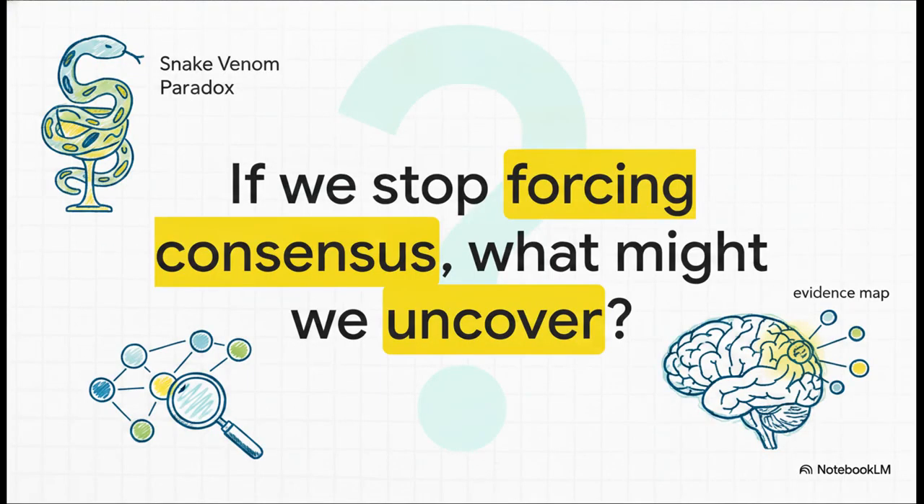Which leaves us with a truly profound question to ponder as we wrap up. As we saw with the snake venom paradox, simply demanding the gold standard of evidence can sometimes actually blind us to reality. So if we adopt the discipline of Vibrowns Stage 5, if we use evidence mapping to respect the natural shape of the data, and we stop forcing consensus in a blender, what other medical truths might we uncover? What other life-saving signals are hiding right now in those observational tiers, just waiting for us to map them correctly?